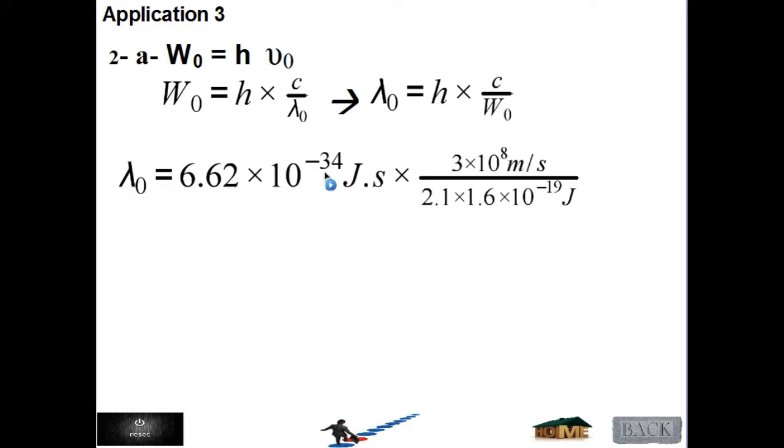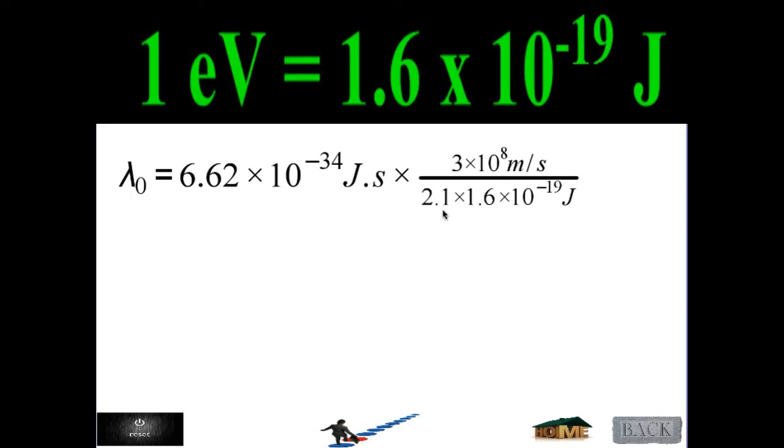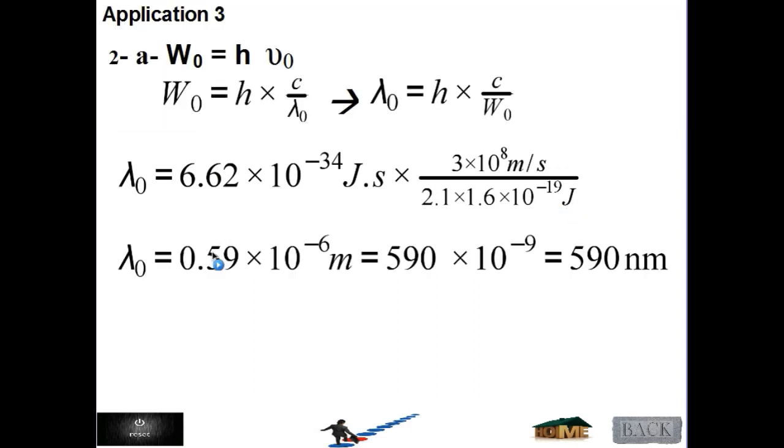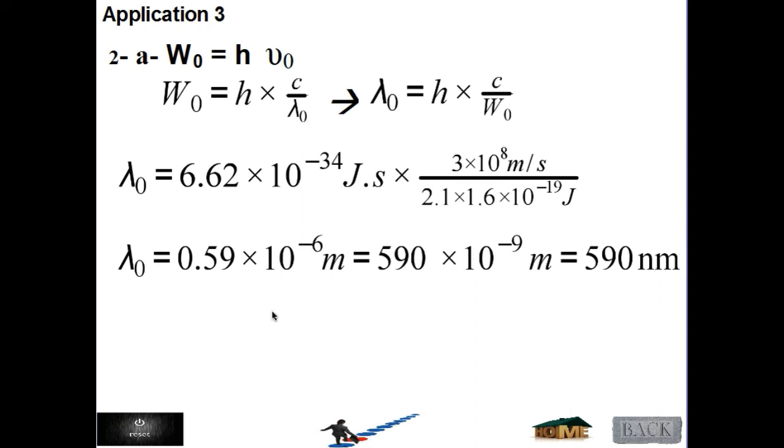We can plug the numbers. 6.62 times 10 to the power minus 34 times 3 times 10 to the power 8 over 2.1. This is electron volt. We should convert it into joules. And we know that each 1 electron volt equals 1.6 times 10 to the power minus 19 joules. And the answer is 0.59 times 10 to the power minus 6 meter, which is 590 times 10 to the power minus 9 meter. And instead of 10 to the power minus 9, we can write nano. Then it is 590 nanometer.